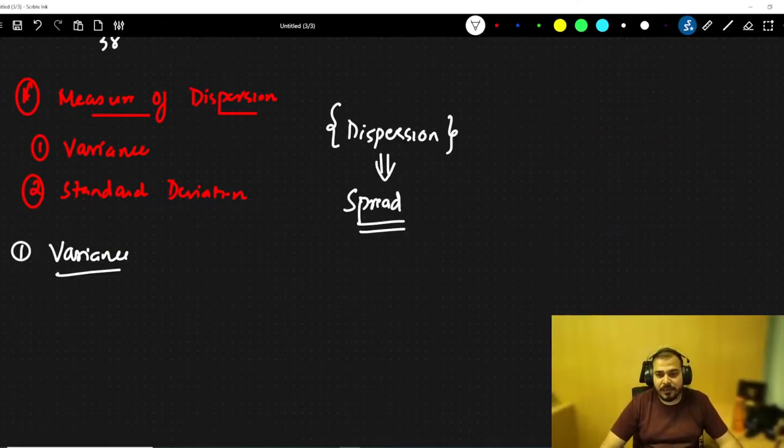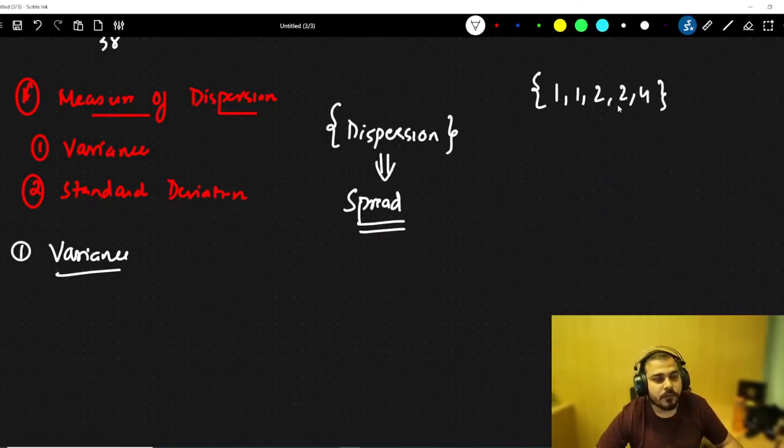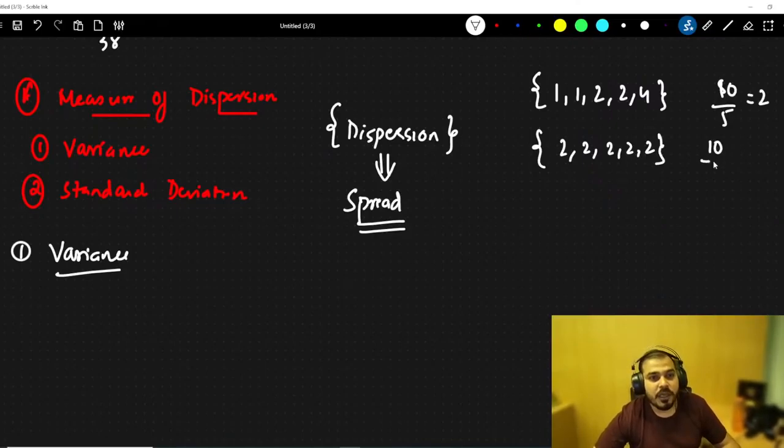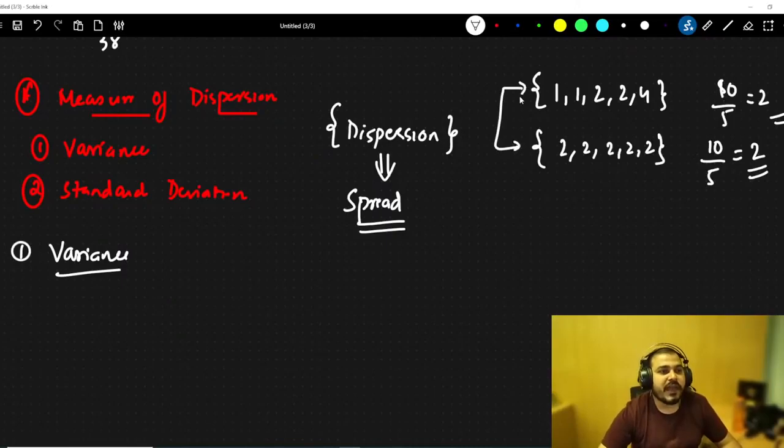With the mean, let's say that I have two data sets. I have a data set like 1, 1, 2, 2, 4. What is the mean? 4 plus 6, 8, 9, 10. 10 divided by 5 is 2. Now let's consider another distribution which looks like this: 2, 2, 2, 2, 2. If I try to find the average, it is also 2, right? So for both distributions, we are getting the same mean.